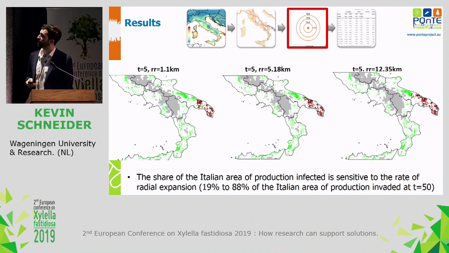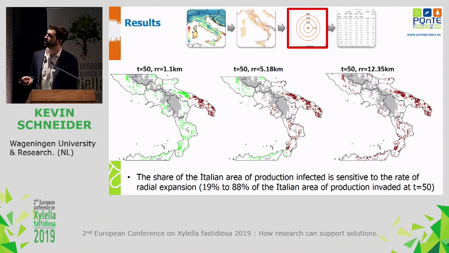In green, you see healthy but susceptible olive cells. In red, you see invaded olive cells. And in gray, you see non-suitable area. This is the situation at year 5. As I indicated before, we model spread beyond the current extent. At year 25, differences start to emerge.